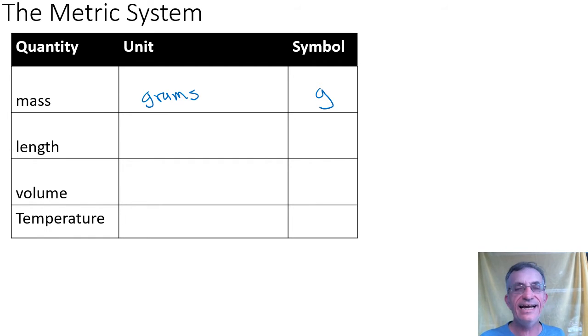All right. So what the heck is a gram? If you get a paper clip, it weighs about 4 or 5 grams. So a gram ain't much. This is more than a gram even. It's a few grams.